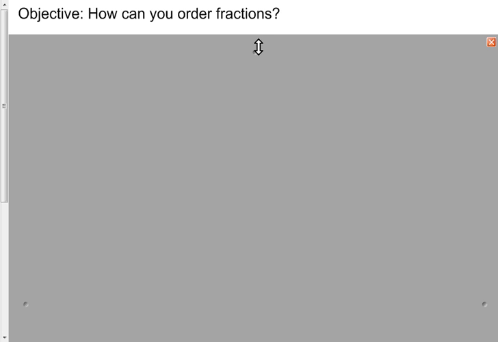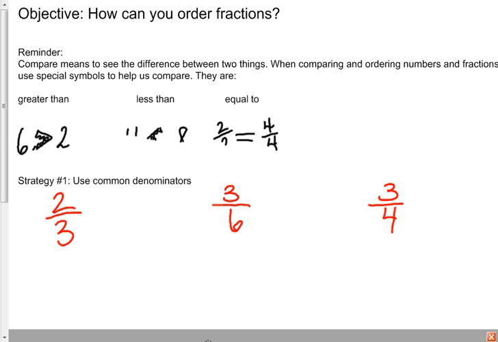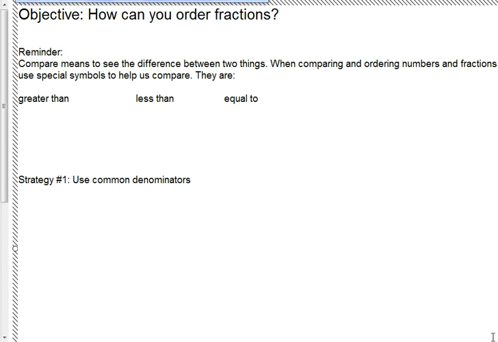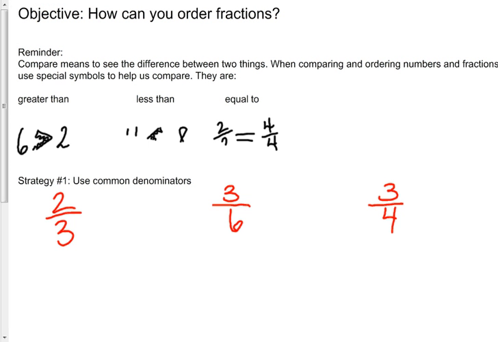Objective: how can we order fractions? Reminder, compare means to see the difference between two things. When you compare and order numbers and fractions, use special symbols to help us compare. They are greater than, less than, and equal to.